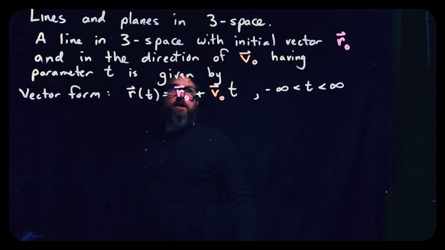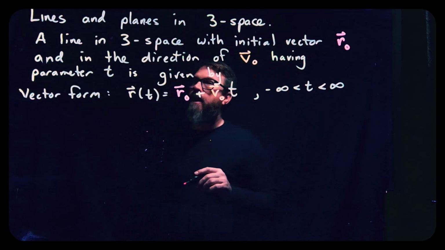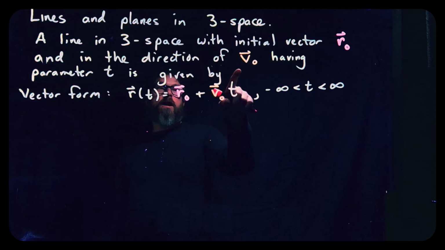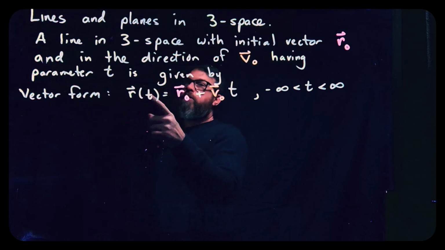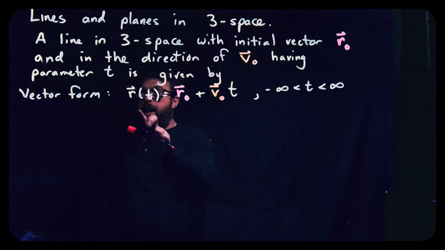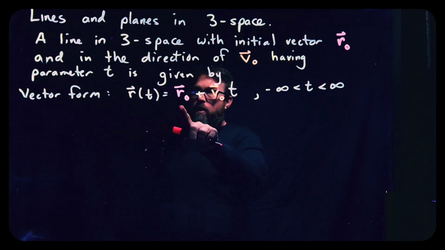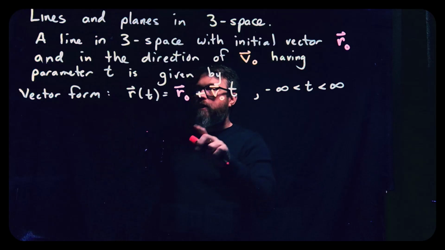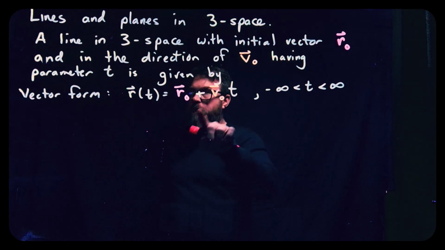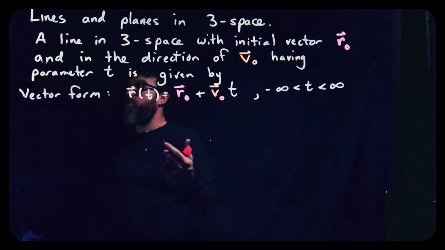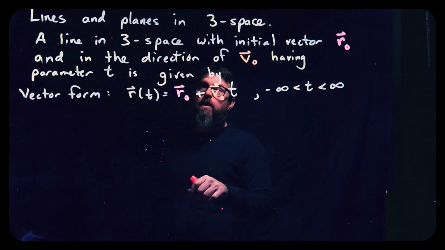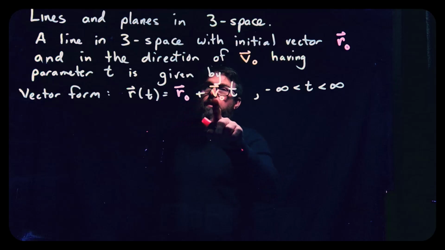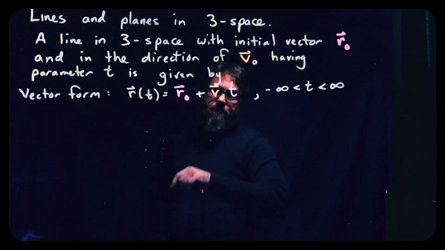So a line in 3 space with initial vector r0 and in the direction of v0, having parameter t, is given in vector form by, so this is a vector form equation, r of t, where t is going to be that parameter, is equal to that initial vector plus, we'll say the direction vector, but really parallel to that direction. Because a lot of times in Calc 3 we say direction, we mean unit vector, but it doesn't have to be a unit vector. So this is going to be the initial vector plus its direction vector times t.